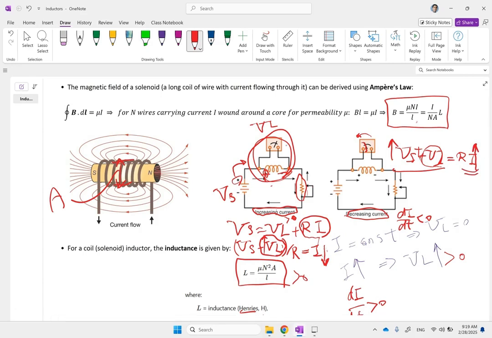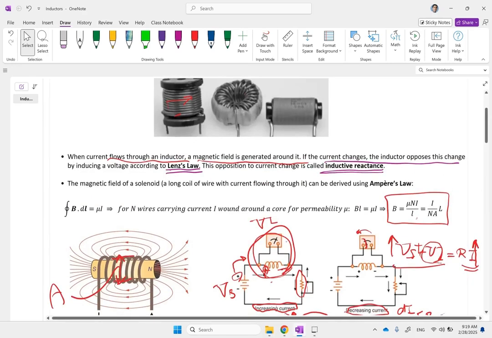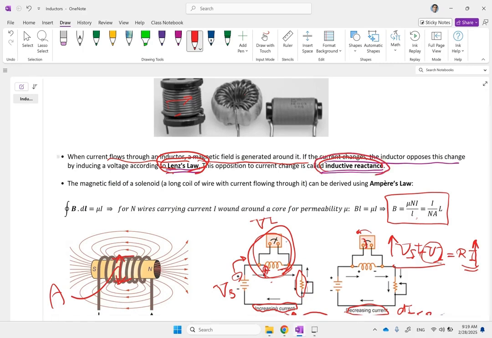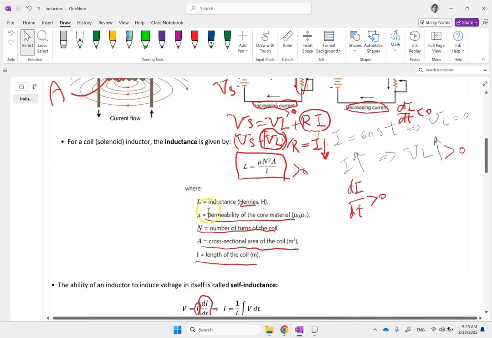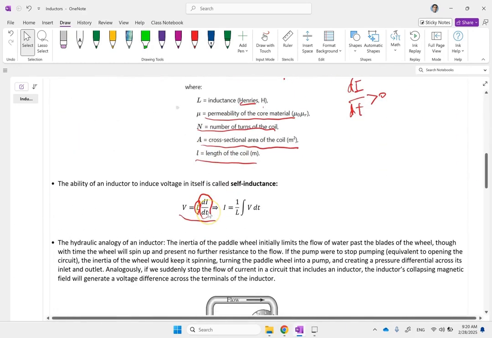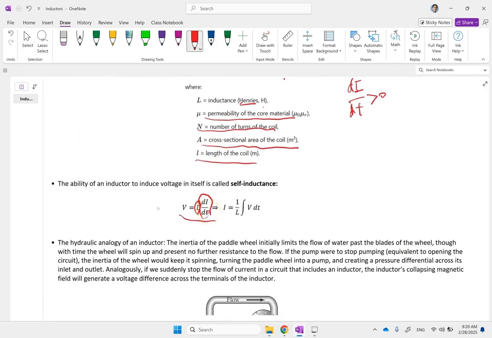So the voltage created across the inductor is always opposing the change in the current, as we said. And the fact that it is in this opposite direction, that is what we call Lenz's law. And this property, we call it inductive reactance. Okay, so we learned how the inductor does it and what is the relation between voltage and the current for it.